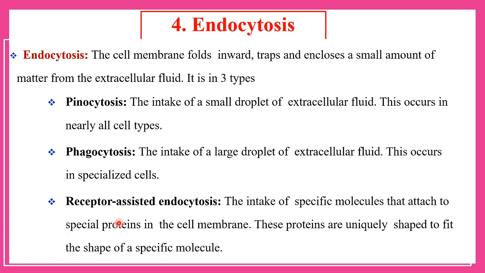And the third one is receptor assisted endocytosis. The intake of specific molecules with the help of specific membrane proteins which are present inside the plasma membrane is called receptor associated endocytosis. Here the receptor is modified according to the shape of the molecule.